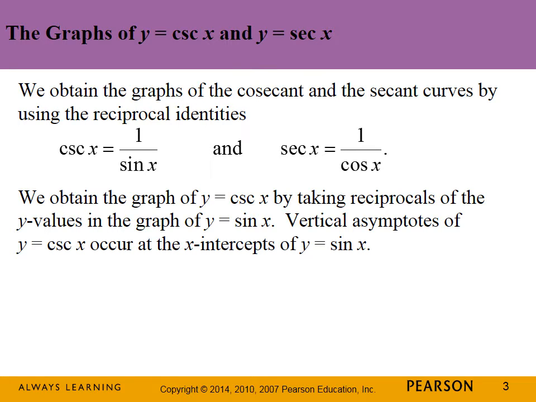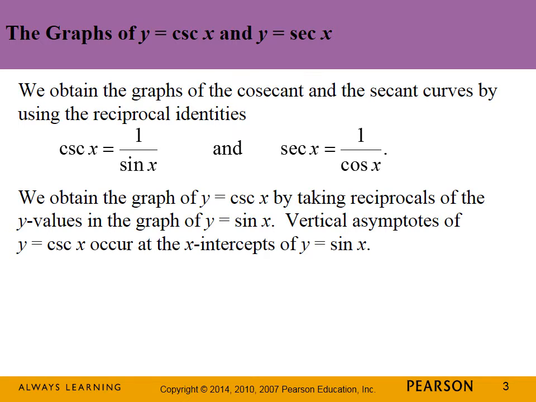So again, we obtain the graph of y equals cosecant x by taking reciprocals of the y values in the graph of y equals sine x. And we're going to have vertical asymptotes in the graph of y equals cosecant x whenever the graph of y equals sine x has an x-intercept. That's because x-intercepts occur at values of the function that equal 0, and the reciprocal of 0 is undefined.